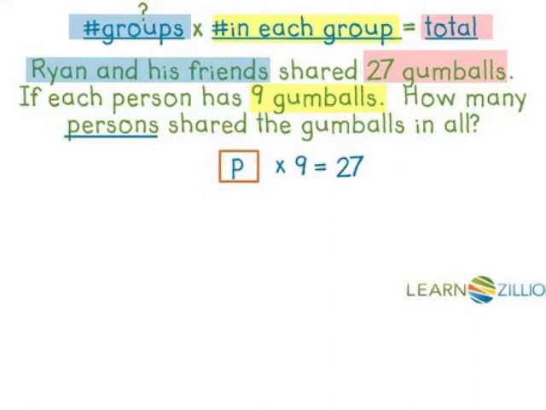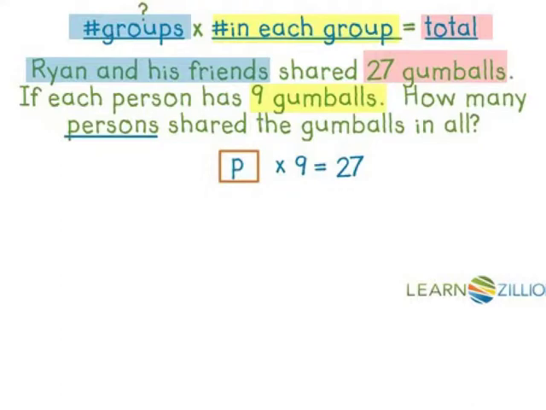This is not in your book, but I liked it. I found it online, and I liked it because it gives you the pattern. You have number of groups times number of people in each group equals the total. That's your formula. Alright, this problem says Ryan and his friends shared 27 gumballs. If each person has 9 gumballs, how many persons shared the gumballs in all?